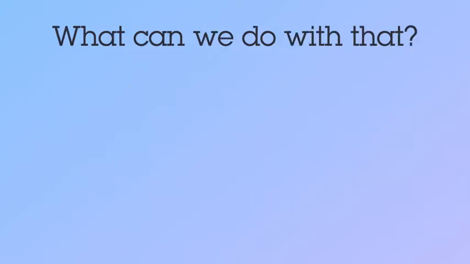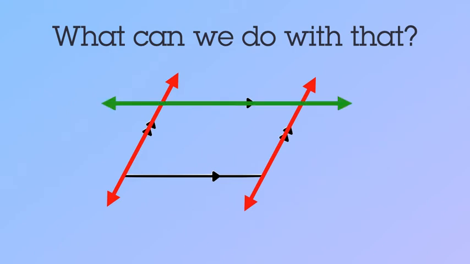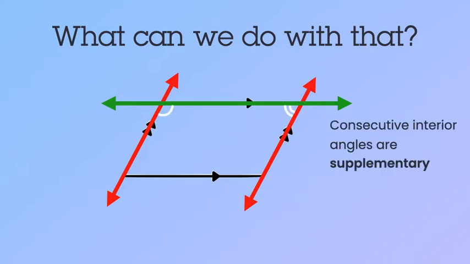Now what can we do with this idea that there are two sets of parallel sides? Here's a parallelogram. Let's focus just on the left and the right side that are parallel. And let's look at the top side and consider that a transversal. Now remember, when two parallel lines are crossed by a transversal, the consecutive interior angles are supplementary.